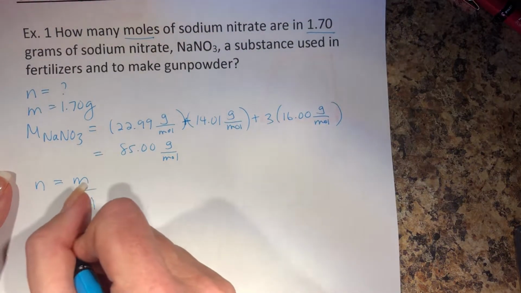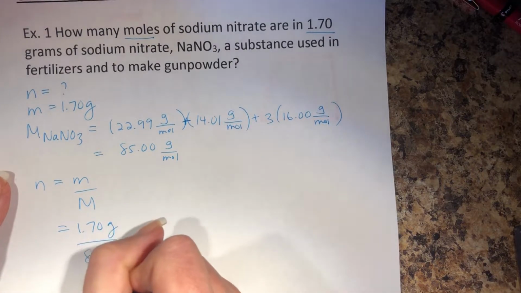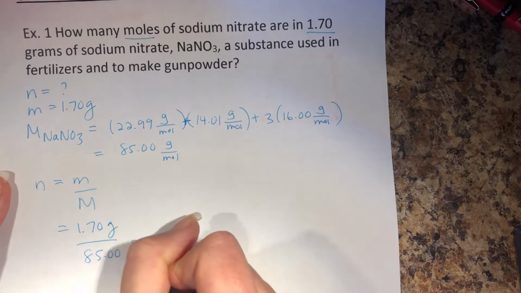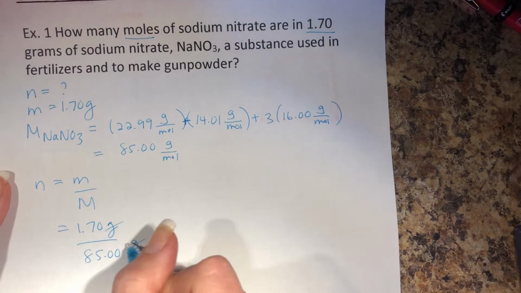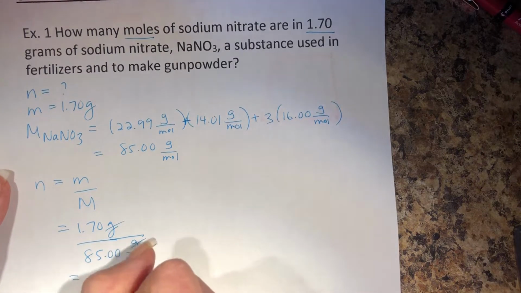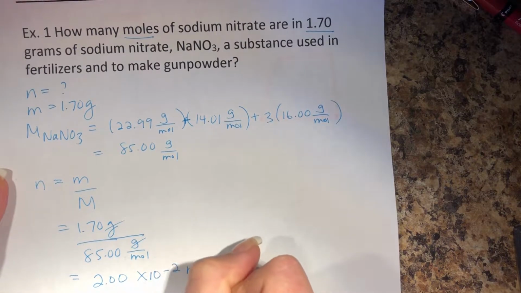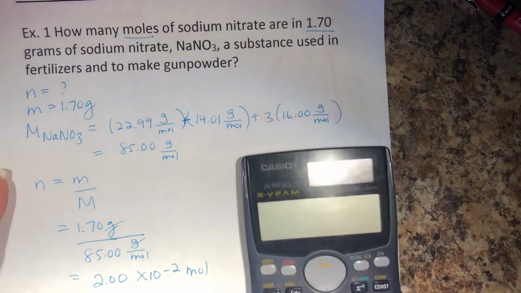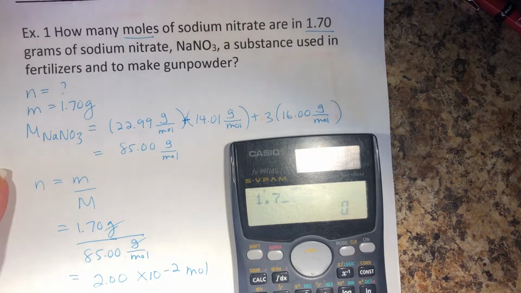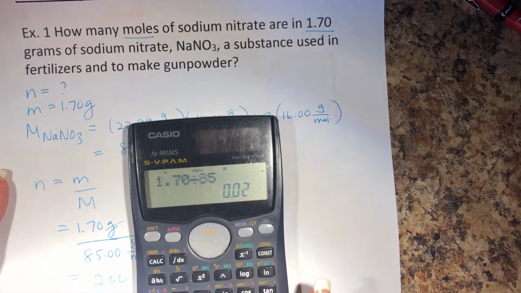Which is equal to 1.70 grams divided by 85.00 grams per mole. And of course, grams will cancel out, and we are left with 2.00 times 10 to the negative 2 mole. Now your calculator will show this, right? 0.002.